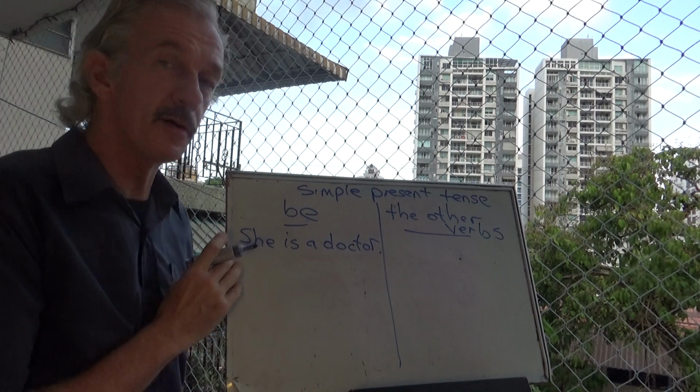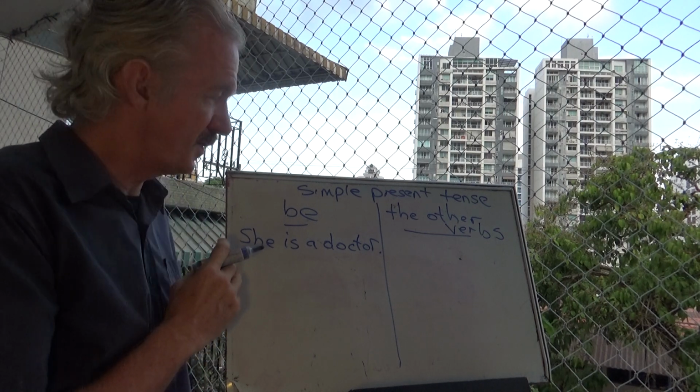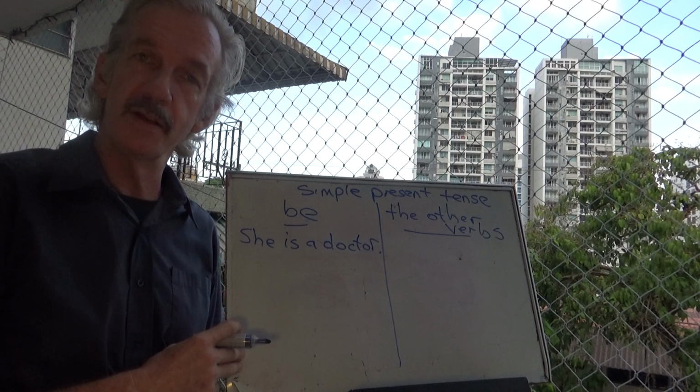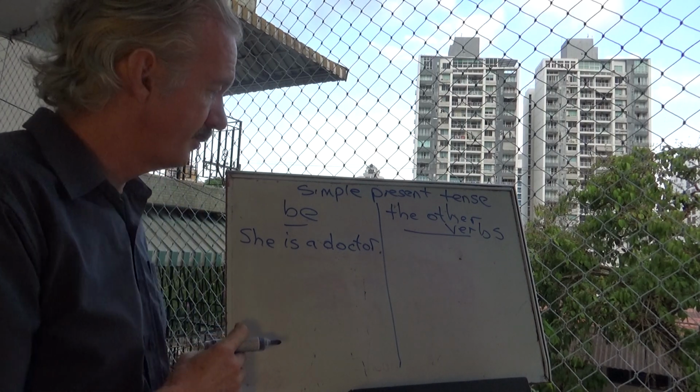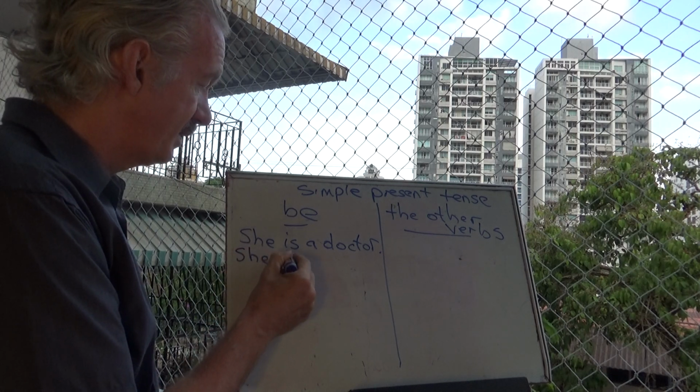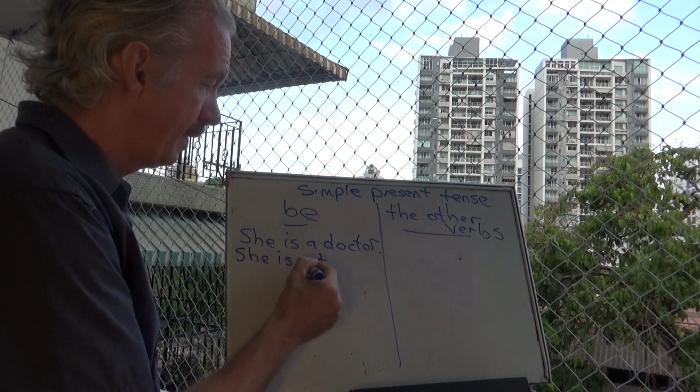Okay, so this is an affirmative sentence. It's a fact. She is a doctor. Now, how would we make this sentence negative? Well, we would say, she is not a doctor.